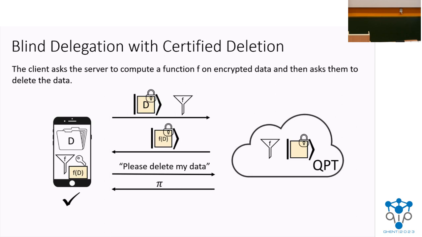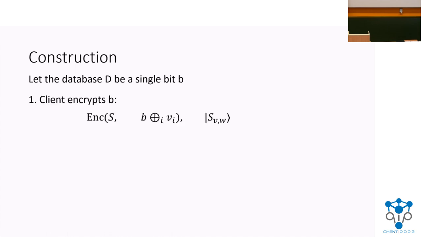First, I'll outline a construction in the semi-honest model. So for now, let's assume that the server follows the protocol as written, but they might try to use their side information to learn extra information that breaks security. So first, we will encrypt our database the same way as before. It's this combination of a classical string plus a quantum state. The classical string alone hides the database statistically. In this case, that's B. B is masked by a uniformly random bit, which is the parity of V. And then the quantum state allows you to strip off the mask.